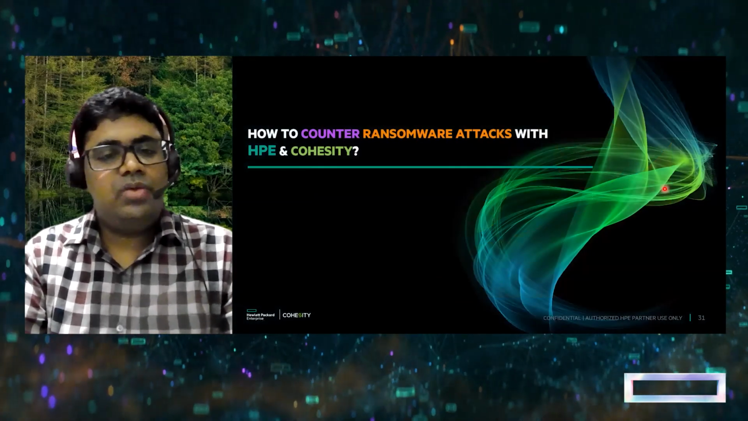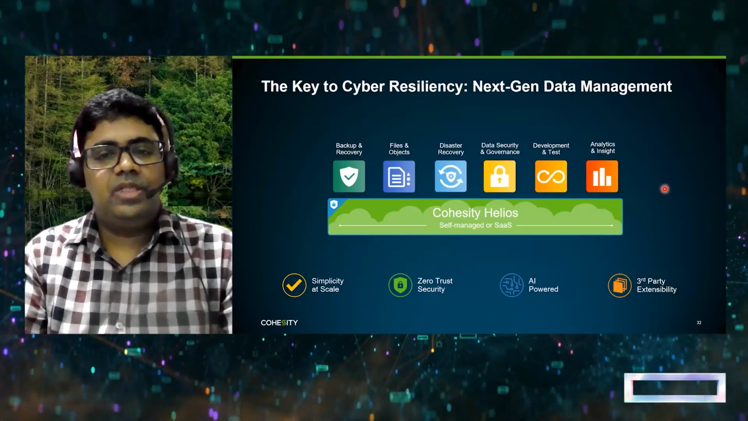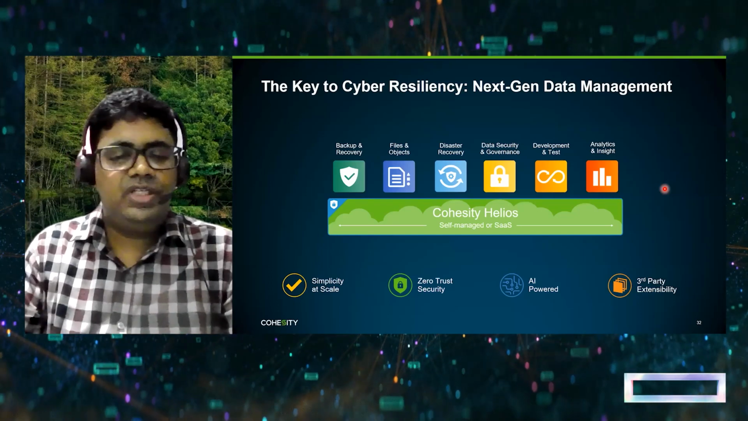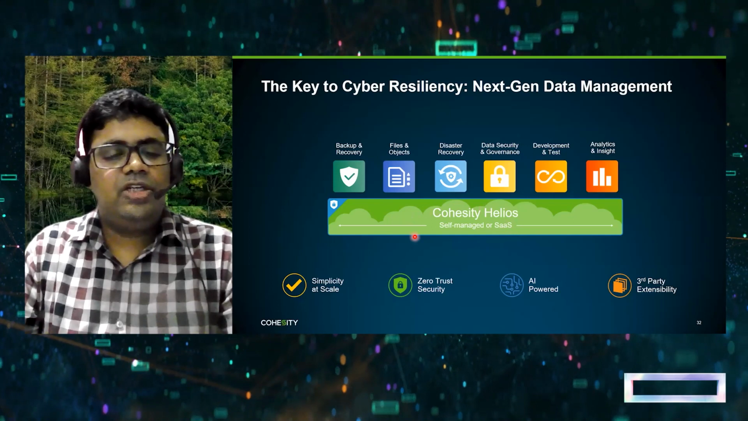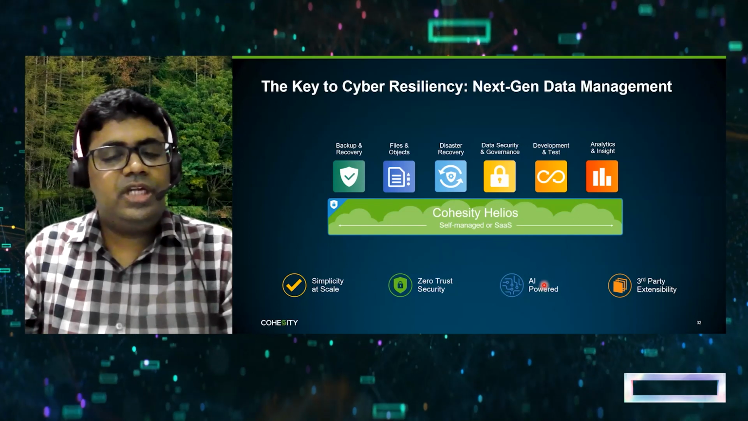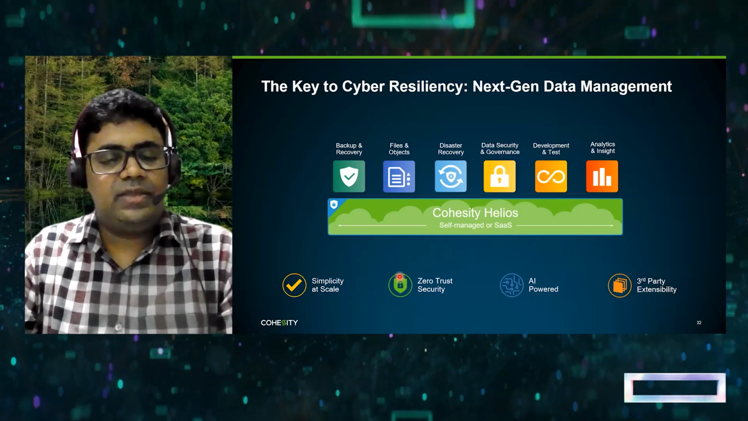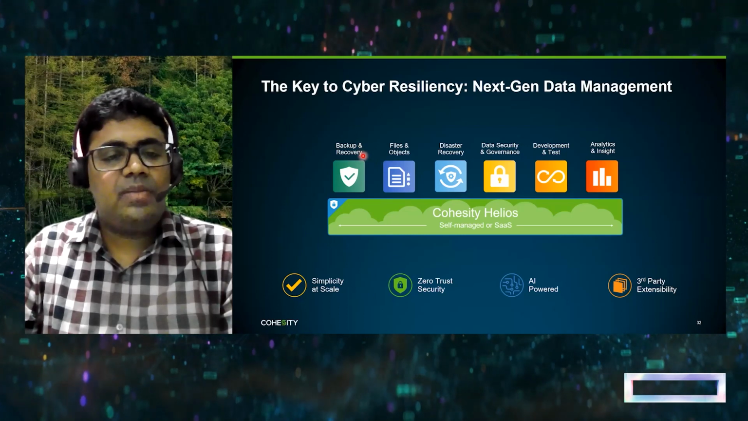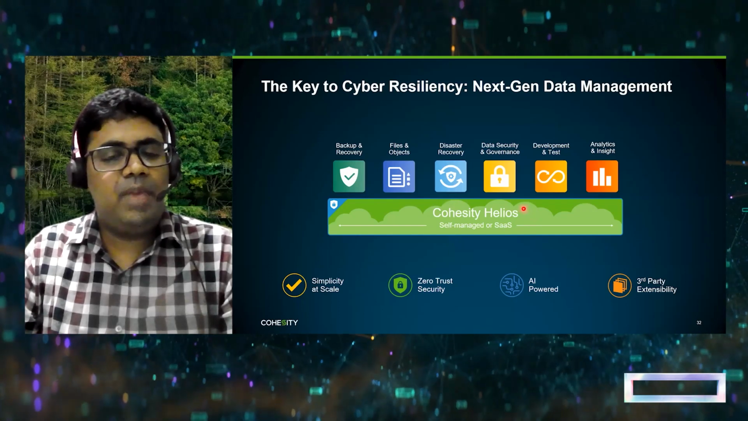And how do we counter ransomware attacks with HPE and Cohesity? The main key solution here is to configure Cohesity Helios, which is self-managed, or we can call it a software as a service platform. It will give you simplicity at scale, zero trust security, artificial intelligence power, and third-party extensibility. It will help you protect against ransomware and also reduce your ransomware attack severity. Backup and recovery options are also available for file and object. This Cohesity Helios is like a global management tool.